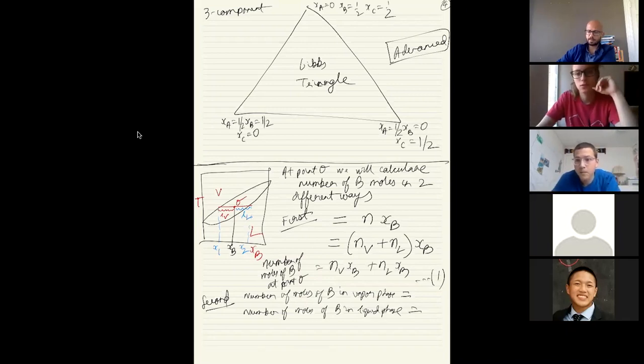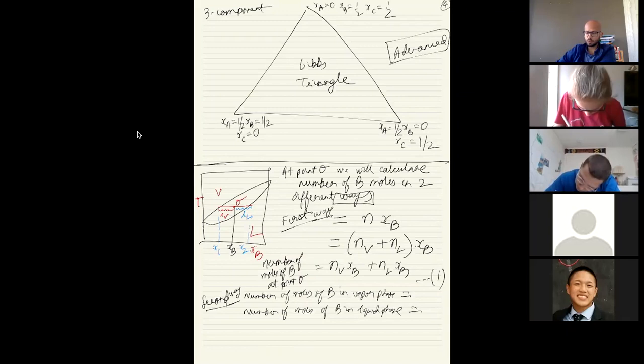We are calculating number of moles of B in 2 ways. First way is to just say that if the total number of moles is N and the mole fraction of B is XB, then it is NV plus NL multiplied by XB, N multiplied by XB. The second way, we think about number of moles of B in the vapor phase at this point and number of moles of B in the liquid phase at that same point.